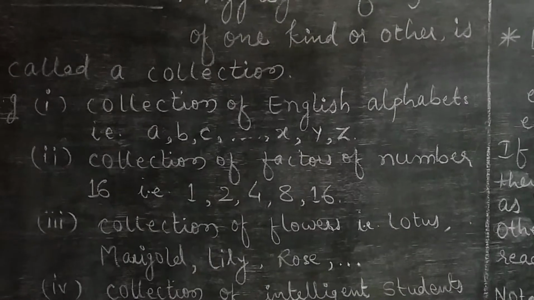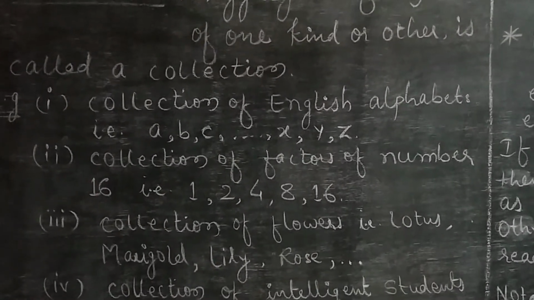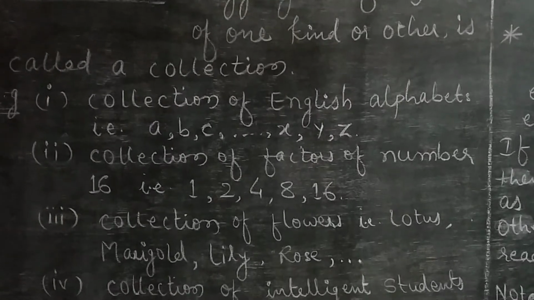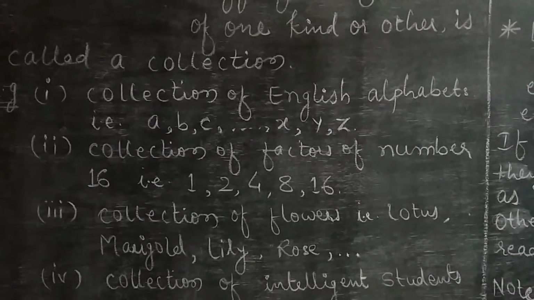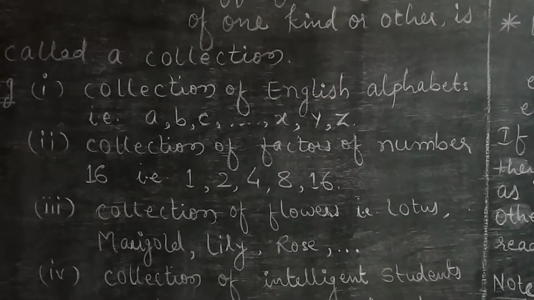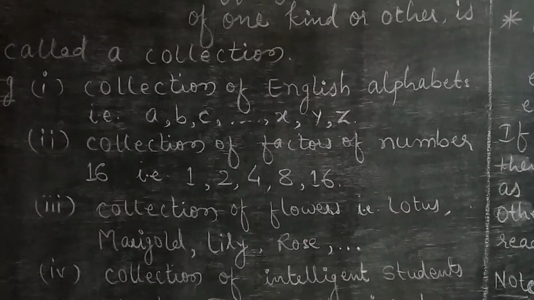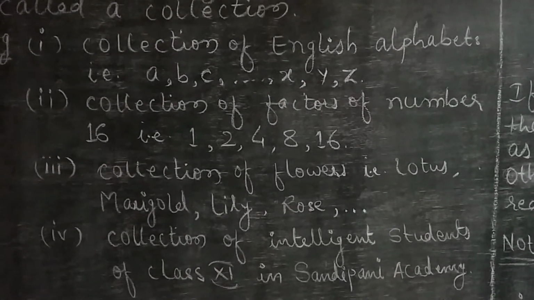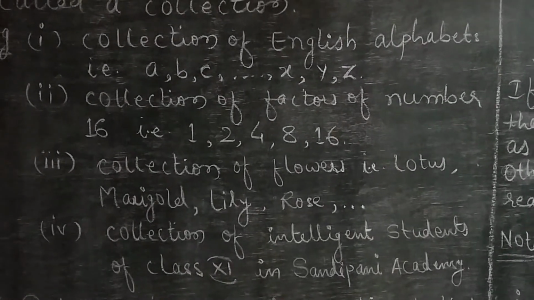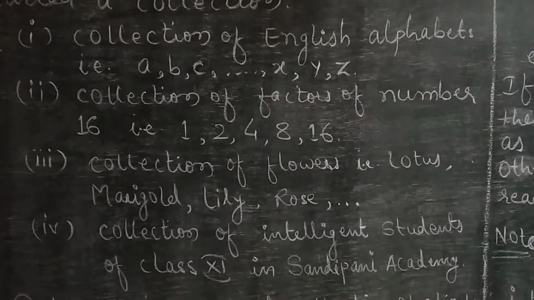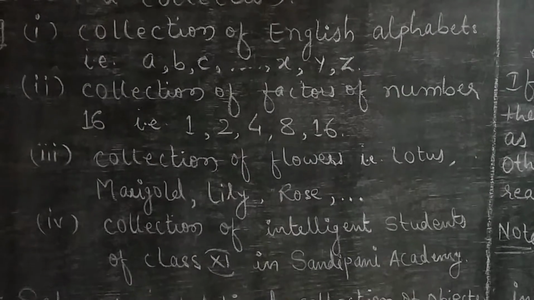If we take one number, 16, and we want to collect or aggregate the factors of this number, so 1, 2, 4, 8, 16, these are the factors. So when we write them together, we will get the collection of factors of number 16. Similarly, the collection of flowers, that is lotus, marigold, lily, rose, etc. So this is the collection of flowers.